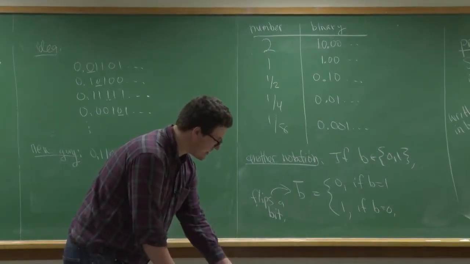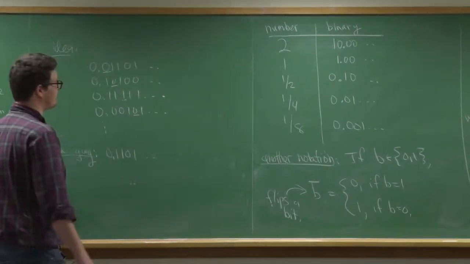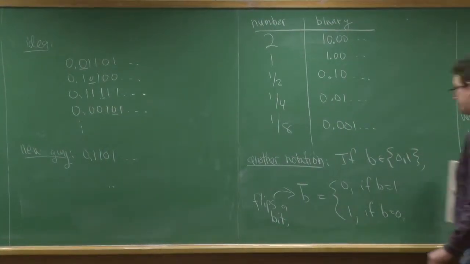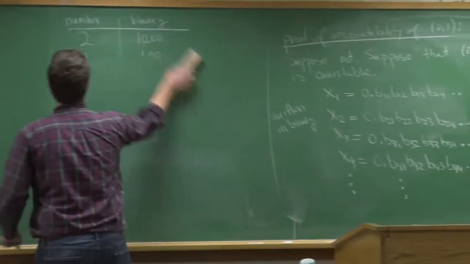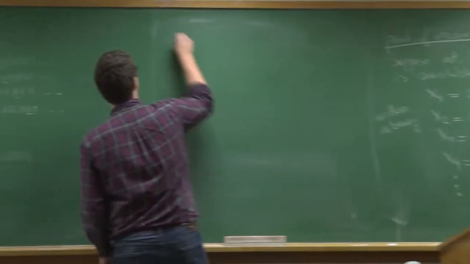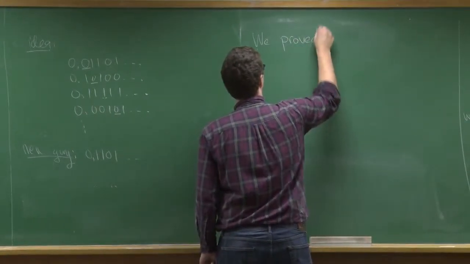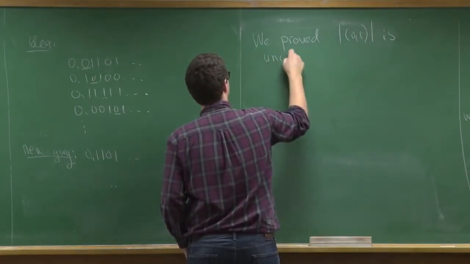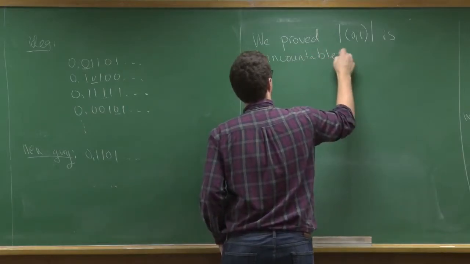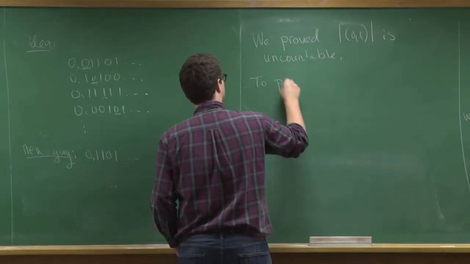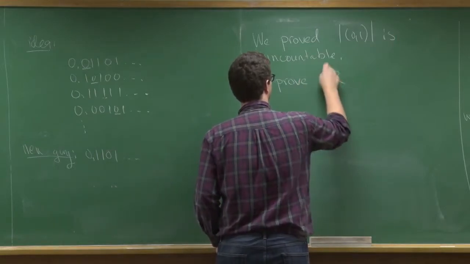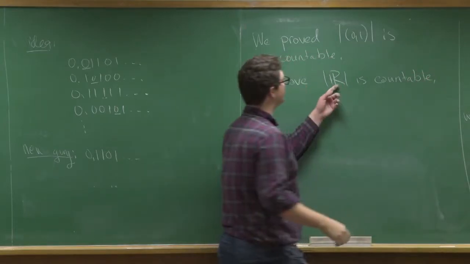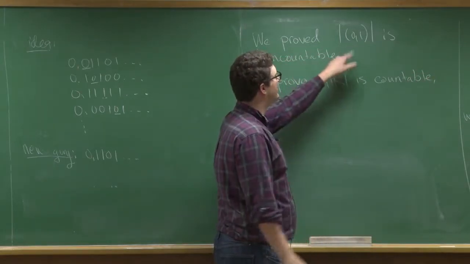Okay, let me just say quickly how to go from the interval 0, 1 to the full thing. Let me just say what we did. We proved that this thing here is uncountable. So to prove R is uncountable, well, it's pretty believable, right? Because this is a subset of this, but these two things have the same cardinality.